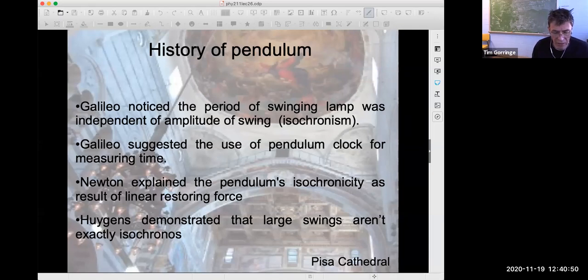In today's class, we're not going to worry about Huygens' point that this independence of the period on the amplitude breaks down at very large amplitude oscillations. We're just going to think of the pendulum as having oscillations with a period that is independent of the amplitude of the swings to and fro.